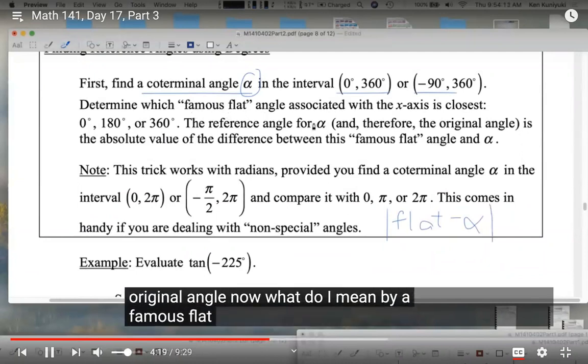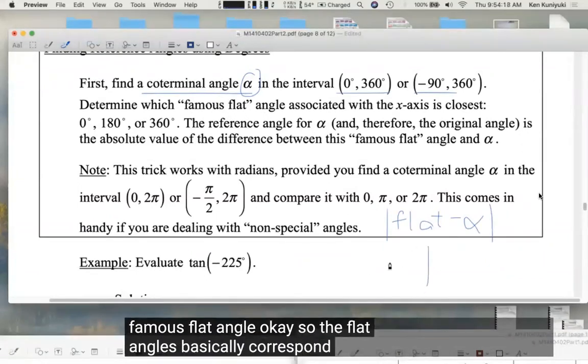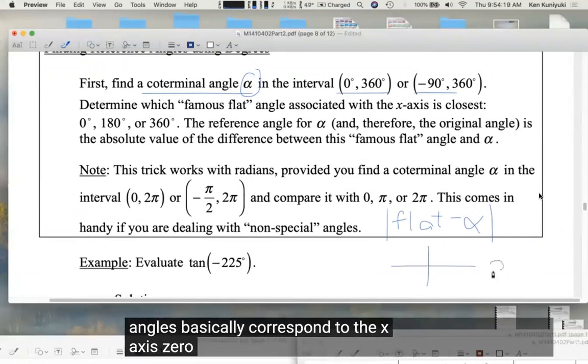Now, what do I mean by a famous flat angle? Okay, so the flat angles basically correspond to the x-axis. 0 degrees over here, 180 degrees.